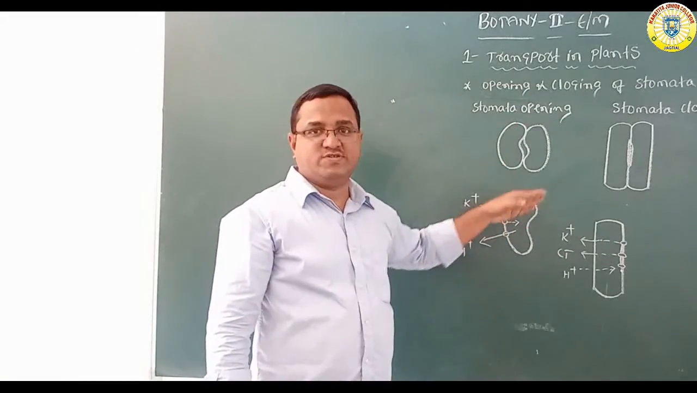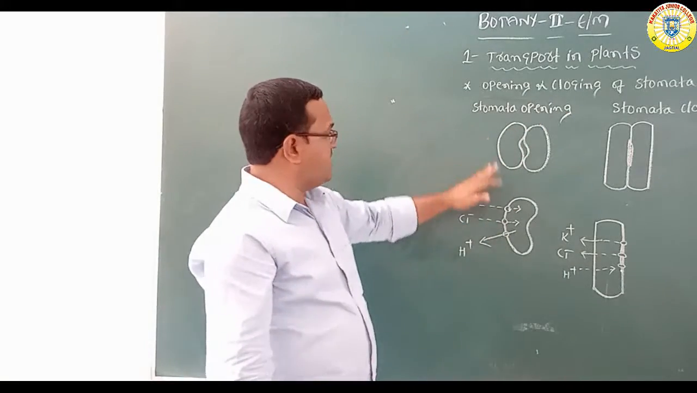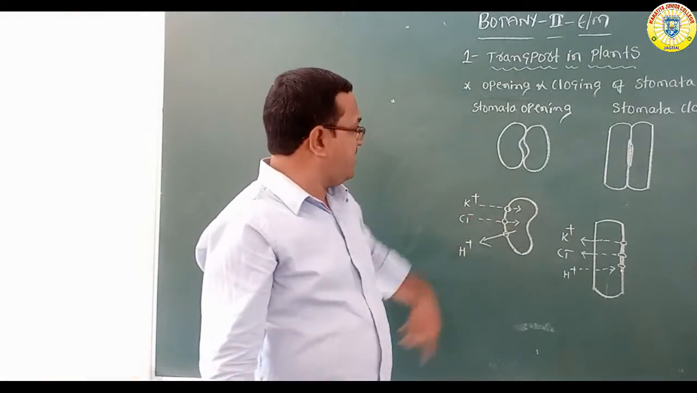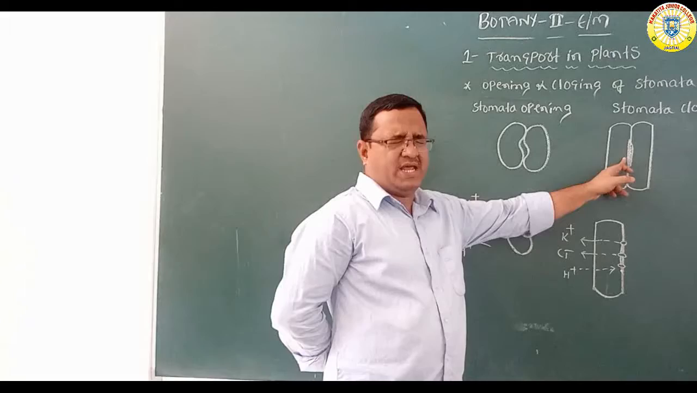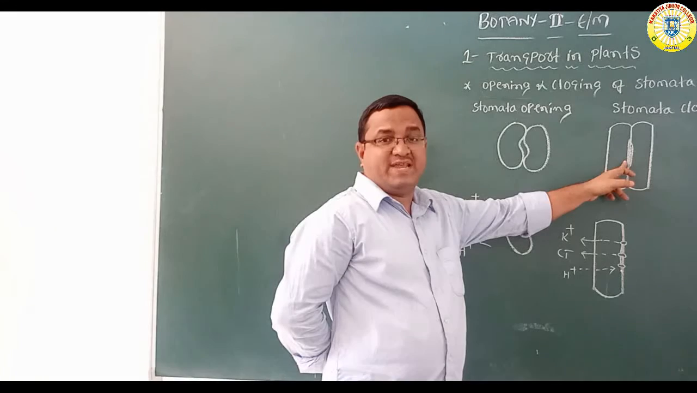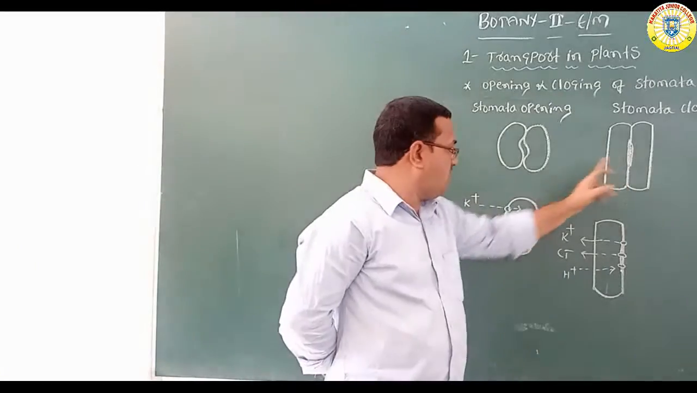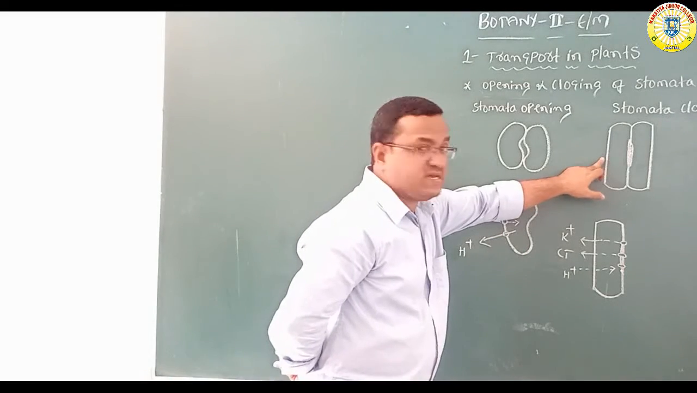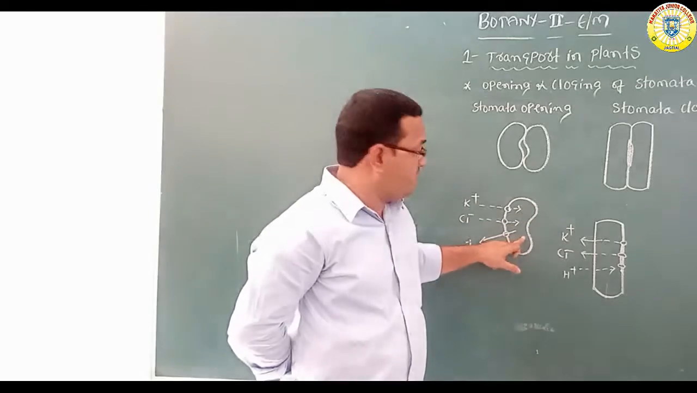So with the help of these diagrams we came to know how the stomata are opening and how the stomata are closing. This is the stomata opening position, this is the stomata closing position. Here you can see that clearly. This is the inner wall of the guard cell, this is the outer wall of the guard cell. Whenever the turgidity increases, the outer wall bulges, and the inner wall is forced into crescent shape. Here you can see clearly.